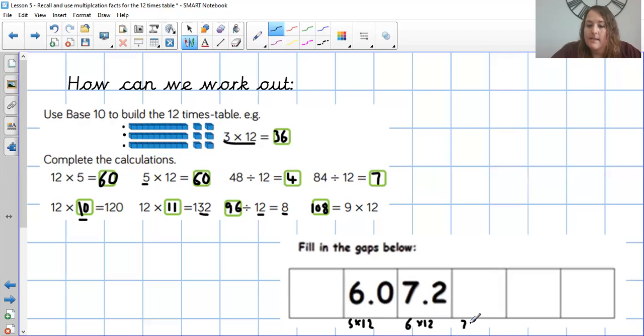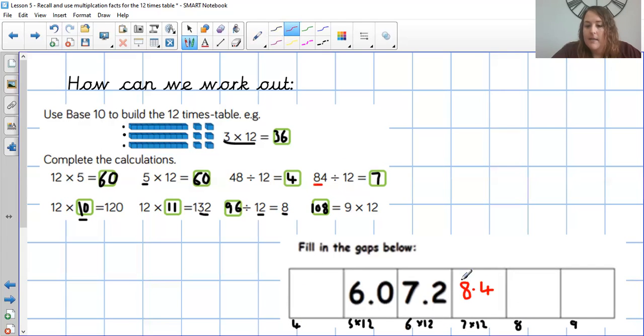So this one is going to be our 7 times 12. And we know from above up here that 7 times 12 was our 84, so we can pop our answer of 8.4. And then again, this one would be our 8, this one would be our 9, and going back, this one would be our 4.